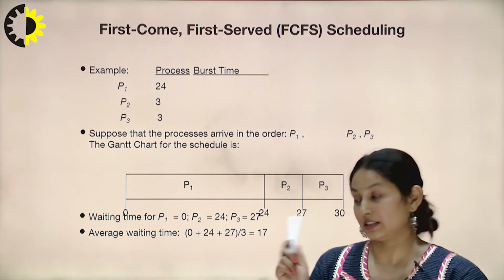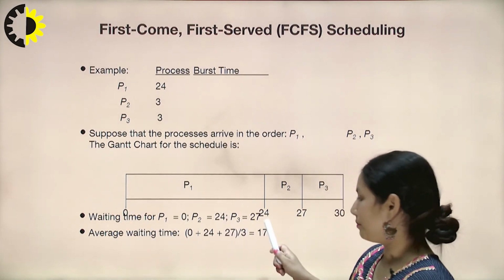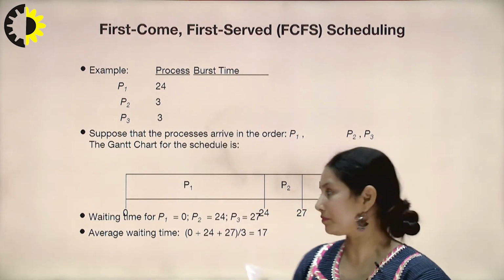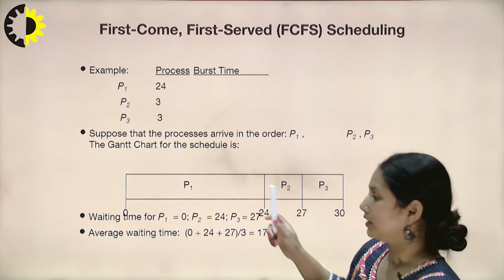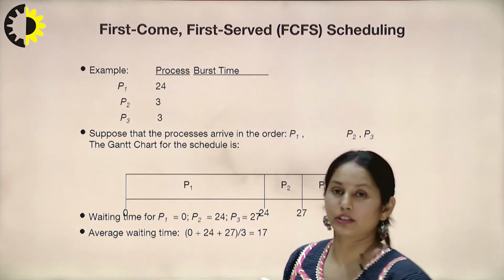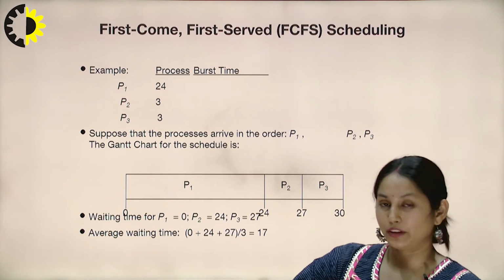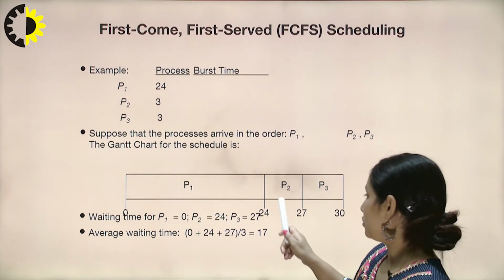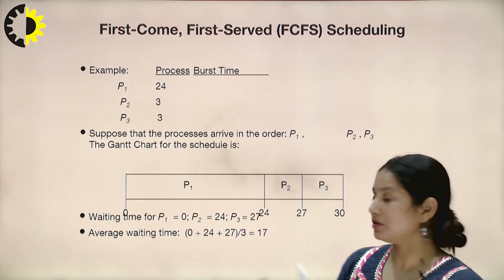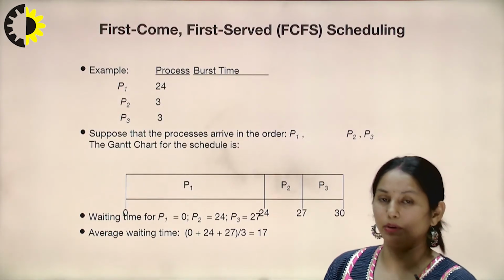It will start from 0. The response time for P1 is 0, and it will execute up to 24, because the burst time for P1 is 24. Now what happens after that? The CPU will be allocated to process P2, which has a burst time of 3 units. It will execute for 24 plus 3, that is 27. But the response time for P2 is 24, because P2 has been allocated at the timestamp of 24.